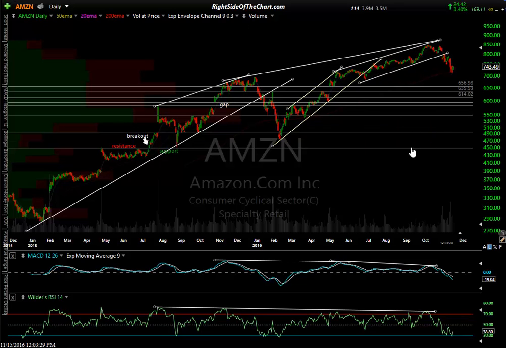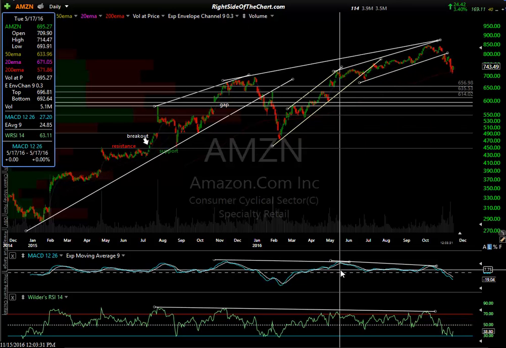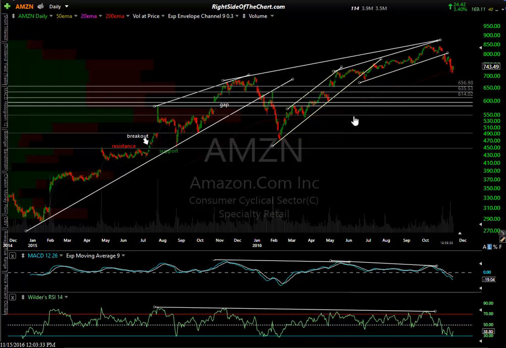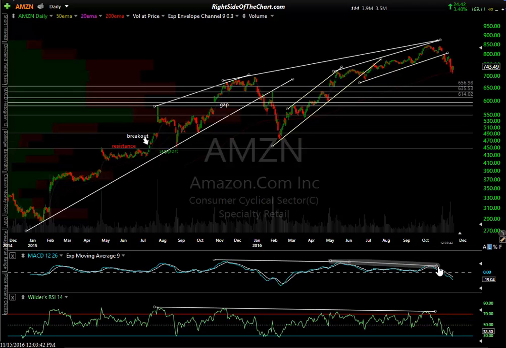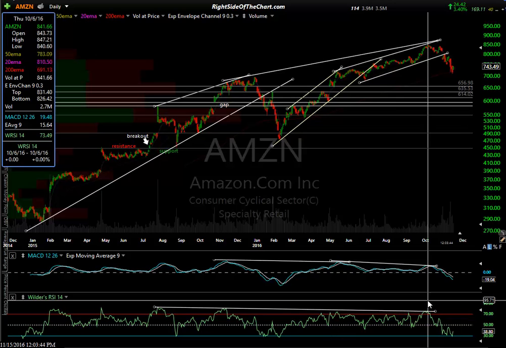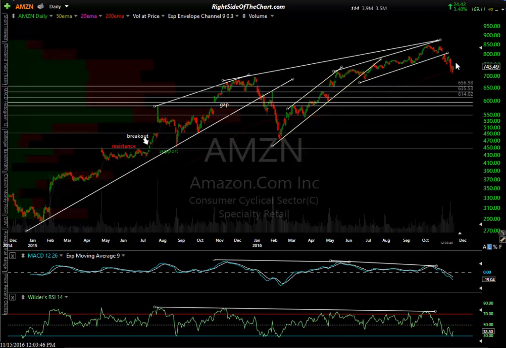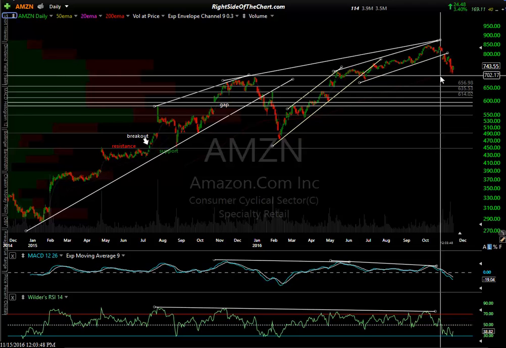Here we had this little price channel. We have the series of 2 consecutive divergent highs. We had a divergent high. You know what? No, this is all one. This is your divergent high right here from this point to this point. And you can see the MACD and the RSI not keeping up, making lower highs. And Amazon has just started to roll over.